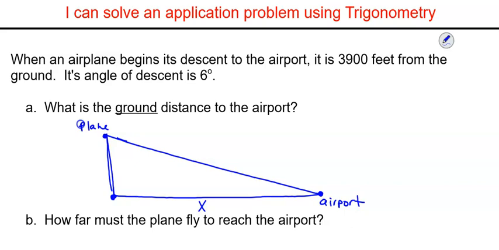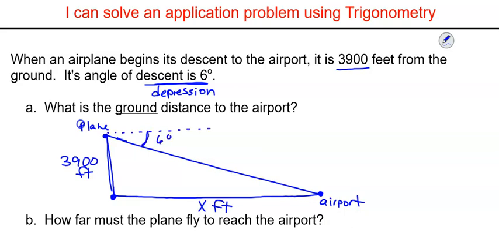Other information they give us: they say that it is 3,900 feet from the ground, so this distance here is 3,900 feet. And then here's the tricky part. They give us the angle of descent. That's the same as the angle of depression. Depression, descent, same thing. They both start with a D. So this angle out here is 6 degrees. Like I said, I would take that angle and put it down here. Now it's inside your triangle, and you can ignore that 6 degrees on the outside.